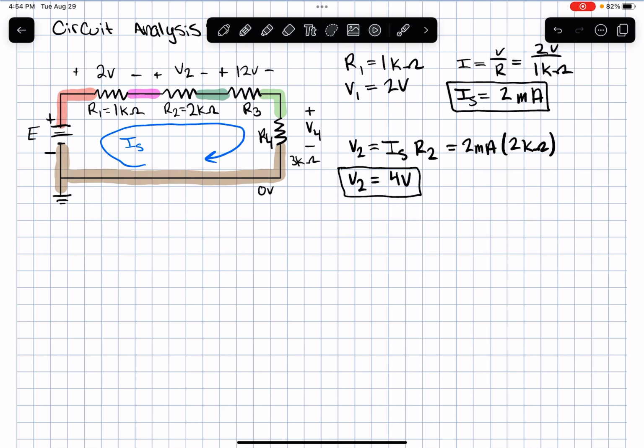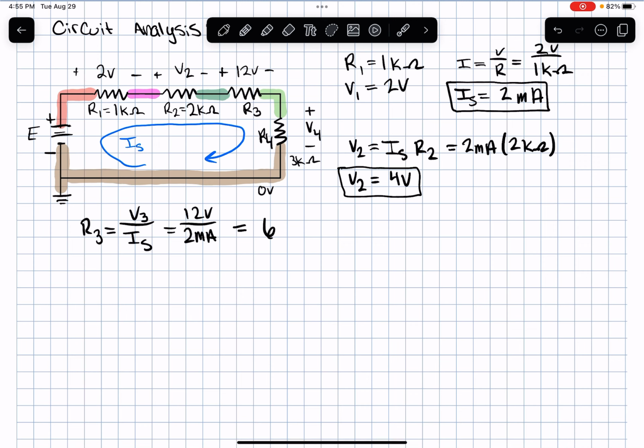Now moving on to the next one, resistor 3. We can find resistor 3. R3 is going to be the voltage divided by, this is going to be subscript 3. Okay, so resistor 3 is going to be V sub 3 divided by the current source. Now that's going to be 12 volts divided by 2 milliamps. 12 divided by 2, that's 6.